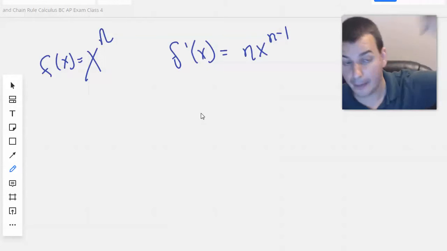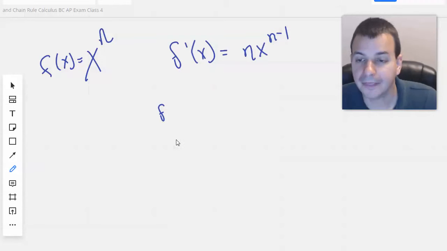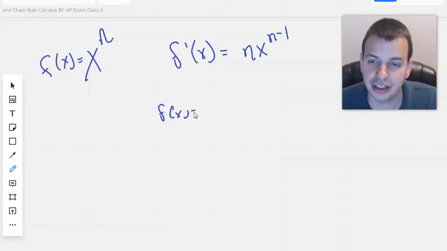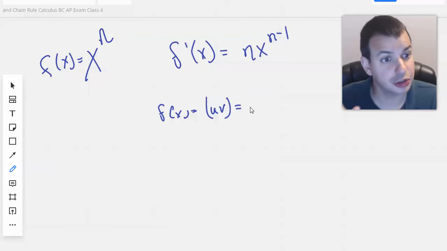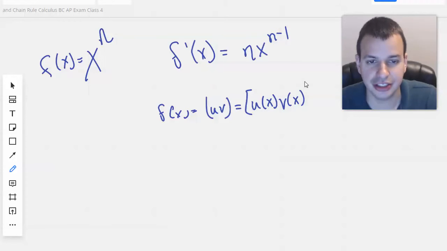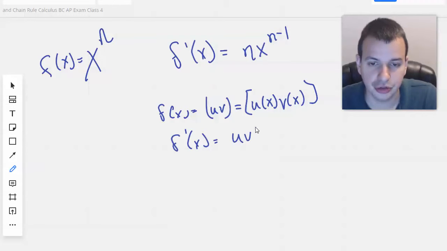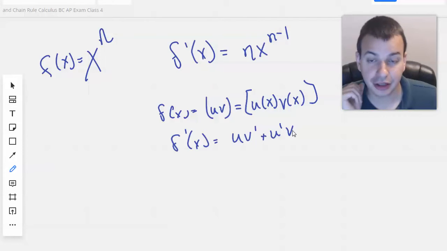And then we had the product rule, which was if you have f of x equals u times v, where each of those is itself a function of x, so you had u of x, v of x, and you wanted to take the derivative of all this, f prime of x, you would get uv prime plus u prime v. And that's the idea of how you do the product rule.